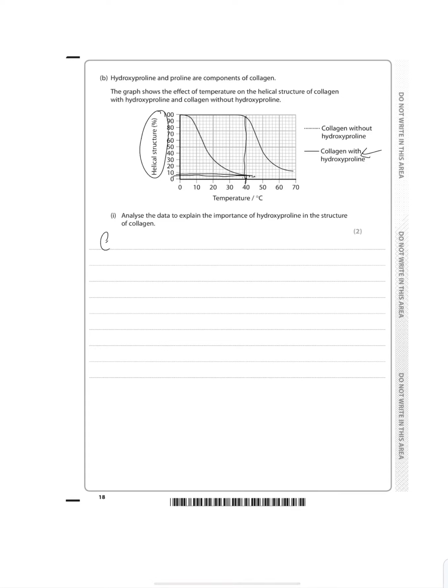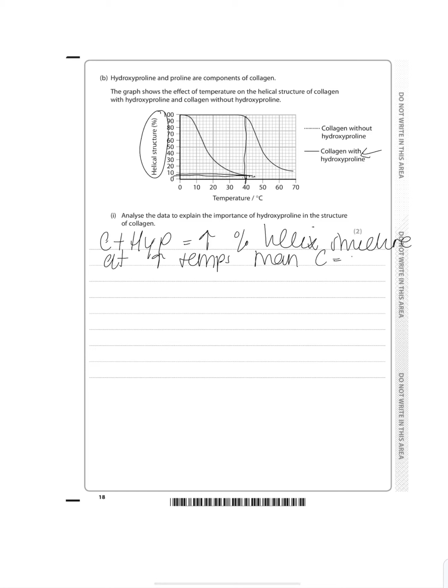So, collagen plus hydroxyproline has more percentage helix structure at higher temps than collagen without hydroxyproline. Okay, so that's what we see.